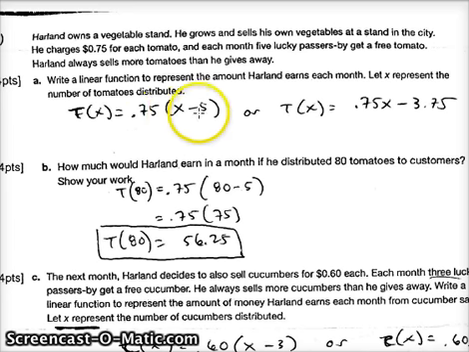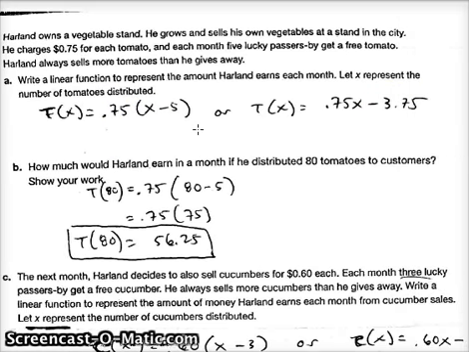0.75 times quantity x minus 5, I gave you 4 points. I gave you 3 points out of 4 if you just had 0.75x. You would recognize that's 75 cents per tomato. That means you get 75 cents per tomato, but you need to recoup those 5 tomatoes you gave away for free, and 5 times 75 cents will give you $3.75.